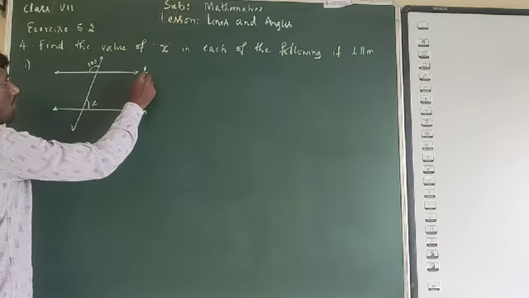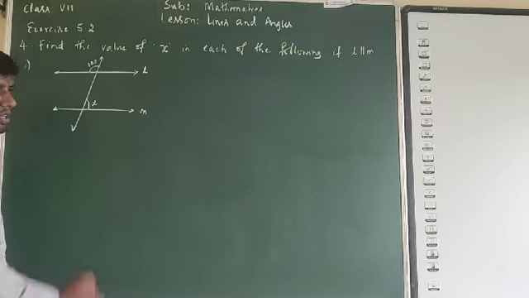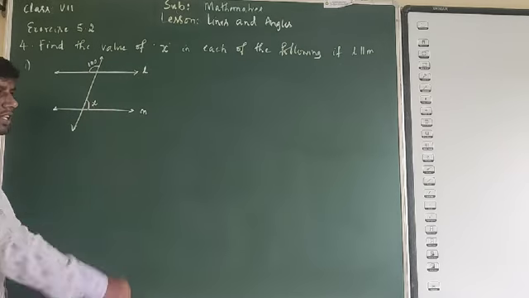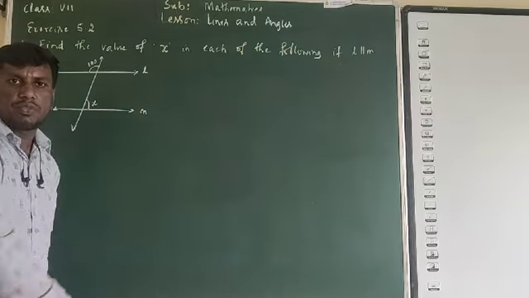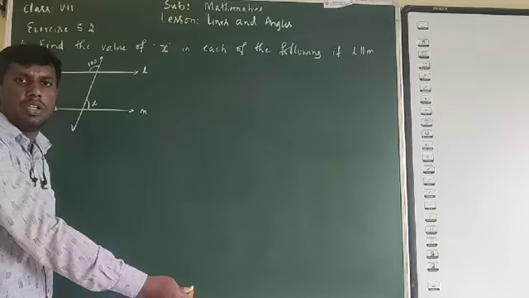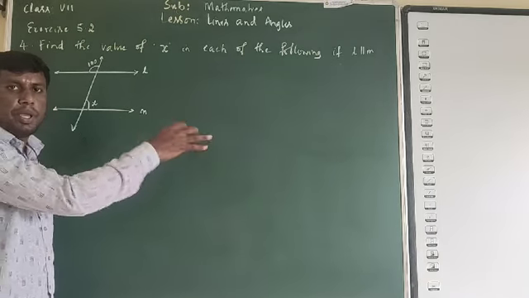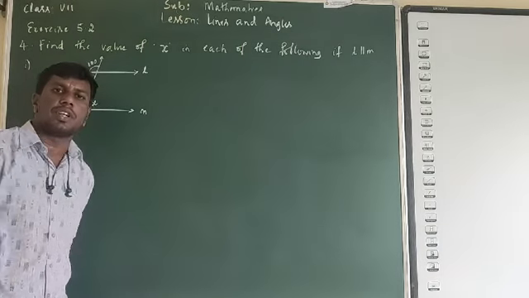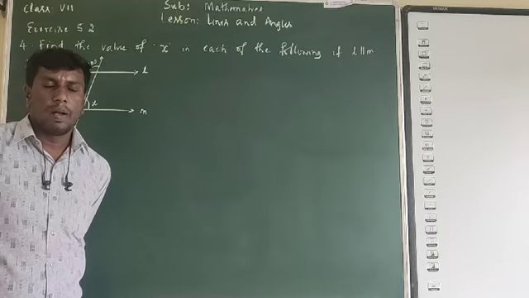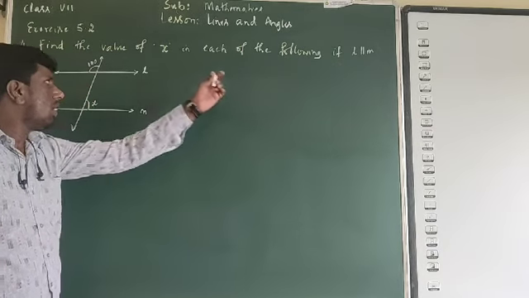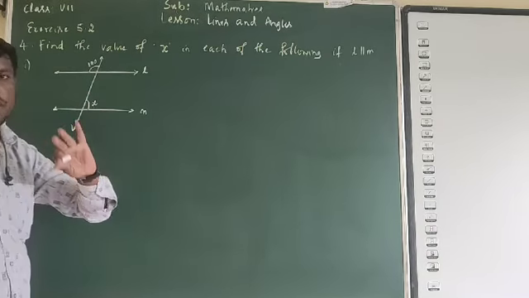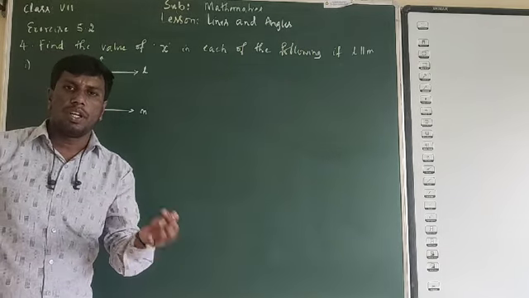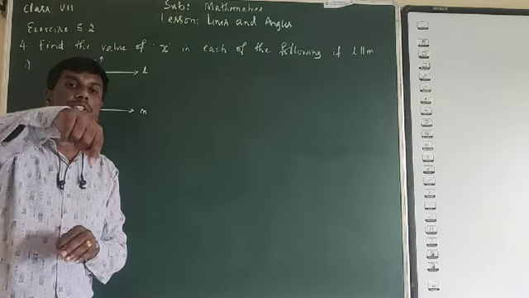L is parallel to M, so these two lines are parallel and this is the transversal. All the three conditions are satisfied. What are the three conditions? Corresponding angles are equal, alternate interior angles are equal, and the pair of interior angles on the same side of the transversal are supplementary. We will have four pairs of corresponding angles, two pairs of alternate interior angles, and two pairs of interior angles on the same side of the transversal. So totally 8 conditions we have.